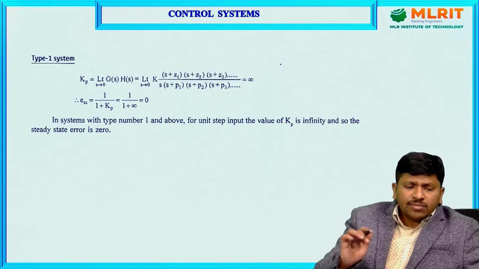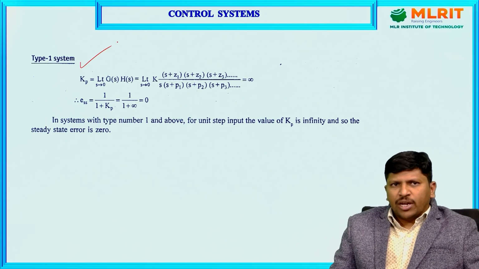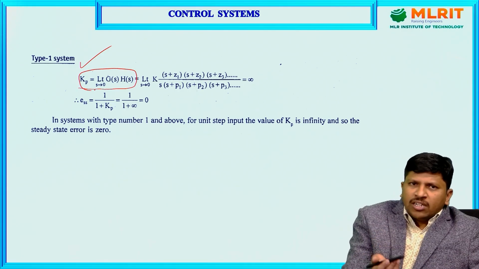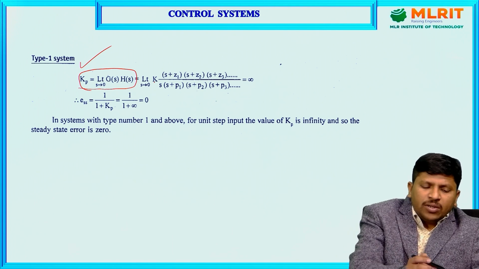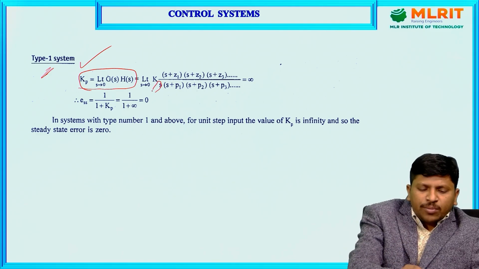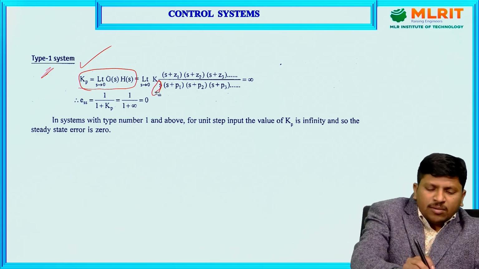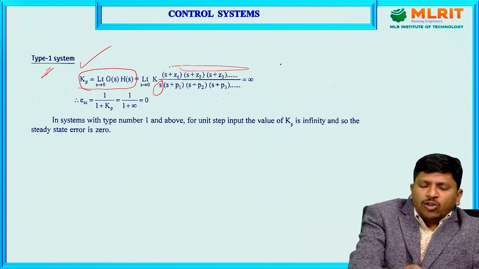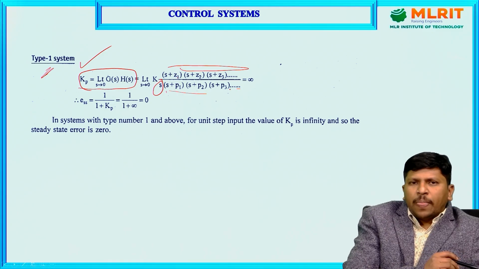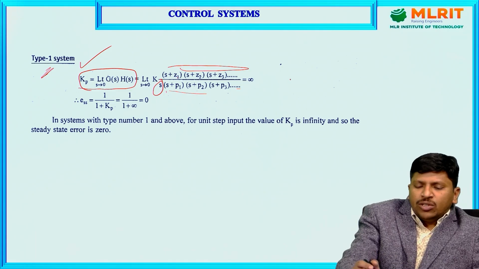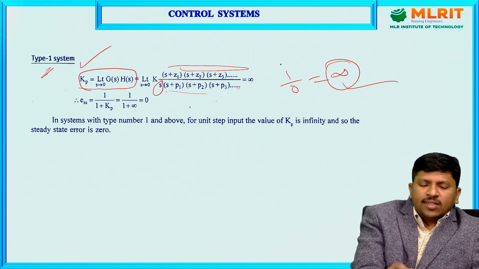Next, type 1 system. Here Kp equals limit s tends to 0, g of s into h of s, the positional error constant, we know. So limit s tends to 0, K into... Here type 1 system means one pole present at the origin. So one pole is this one, the s term, present at the origin. K into s plus z1, all this numerator part is the zeros and the denominator is the poles. So here substitute s equals 0, so 1 divided by 0, that equals infinity.